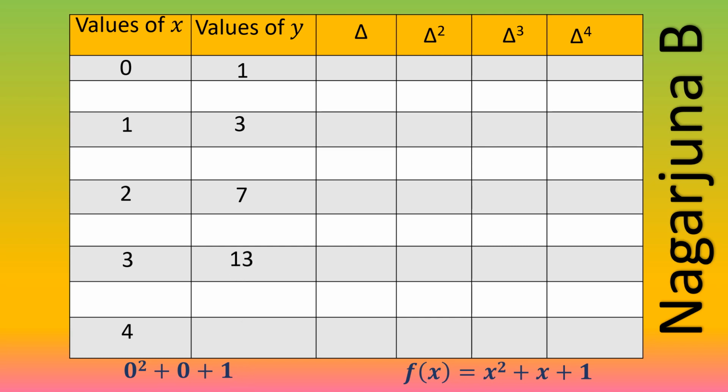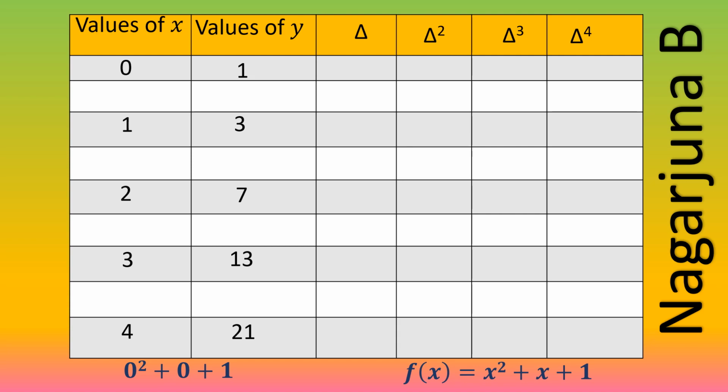The next, when x is equal to 4, y is equal to f of 4 is equal to 4 square plus 4 plus 1. 4 square is 16, 16 plus 4 is 20, 20 plus 1 is 21. So write that one by leaving one line gap. So in this way you need to write it.